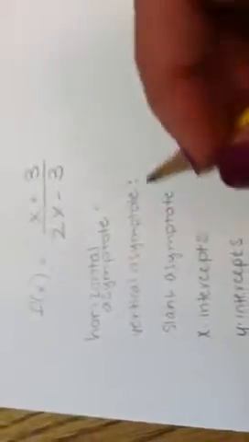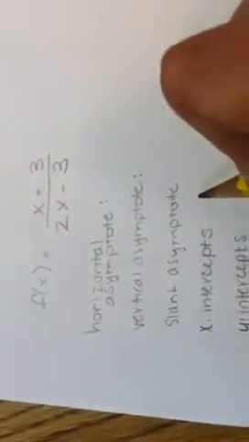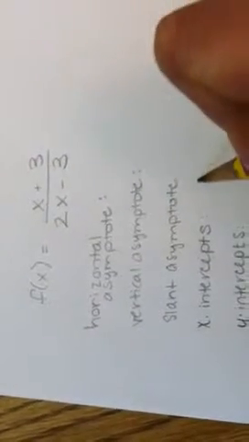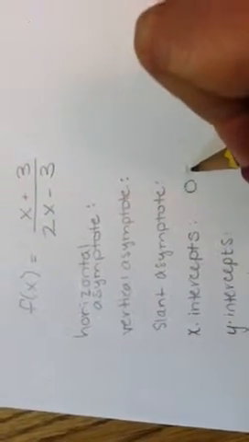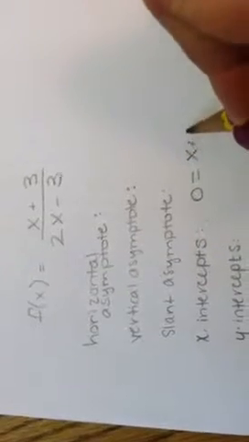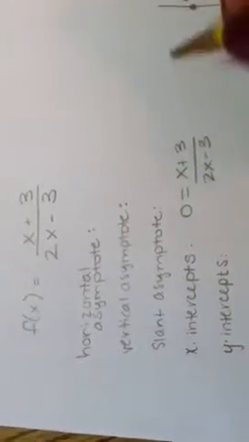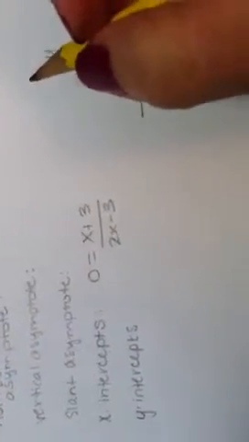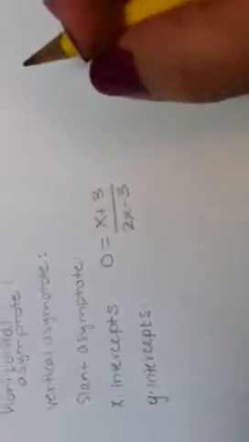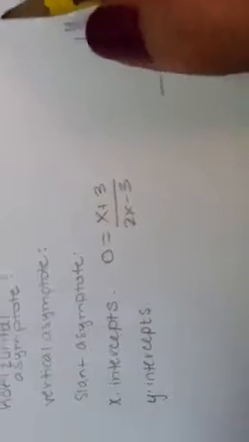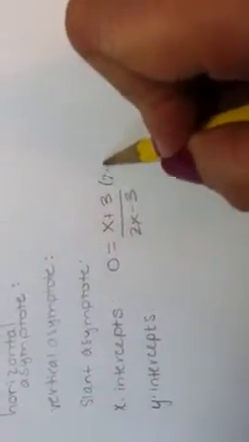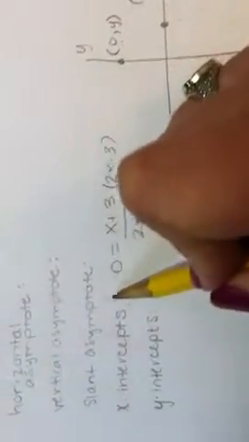So let's go back to this. When we solve for our x-intercept, that means that I'm looking at where y is going to equal 0. In other words, I'm going to set my whole equation equal to 0. So 0 equals (x plus 3) over (2x minus 3). Now here's where I can just use simple algebra to figure out what x is going to equal at this point. So I'm going to multiply each side by 2x minus 3.